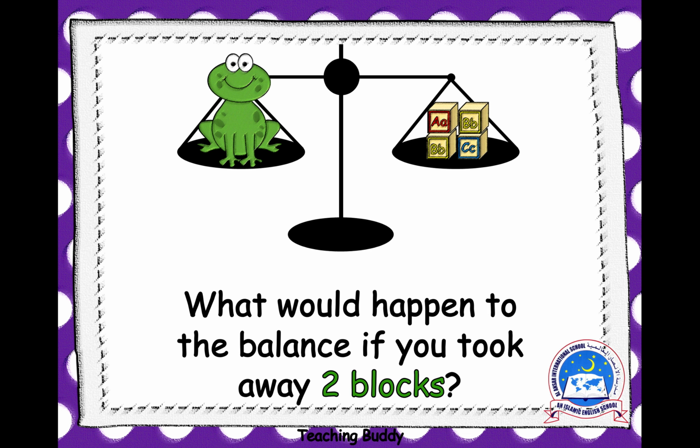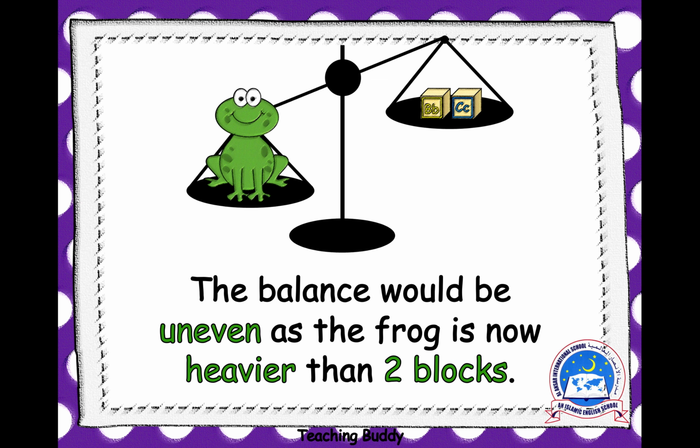Let's put our thinking brain on and tell me what would happen to the balance if we took away 2 blocks. We have 4 here, now we took 2 away. So we're doing some subtraction, and now we have 2 left. What do you think would happen to the balancing scale? If you guessed that the balancing scale would go down on the frog side, you would be correct, because then the frog would be heavier than the 2 blocks, not the same.